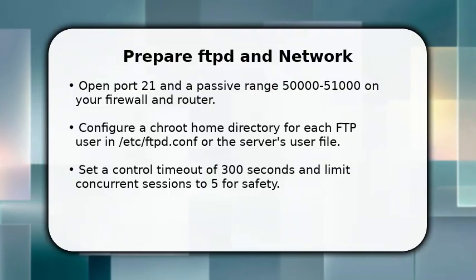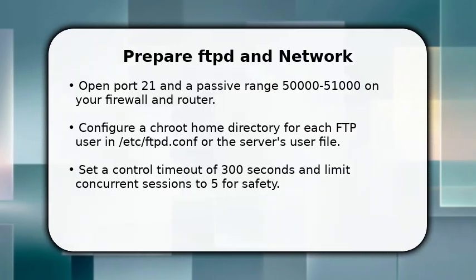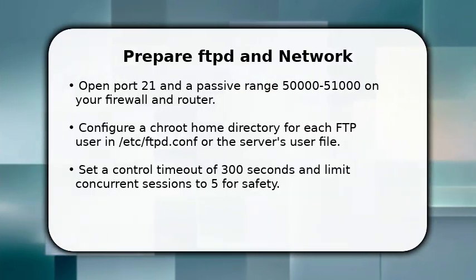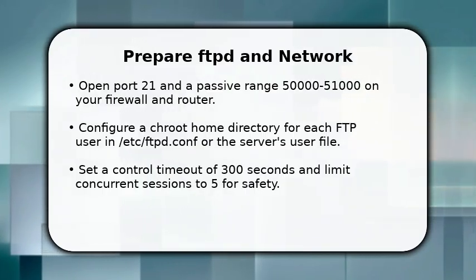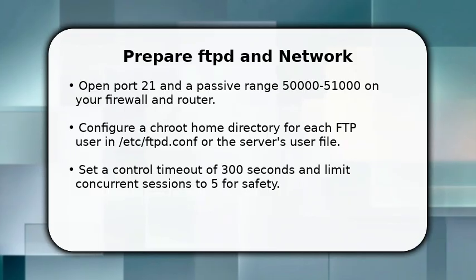Open port 21 and a passive range 50,000-51,000 on your firewall and router before starting FTPD. Without these ports, the client cannot establish control or data channels.